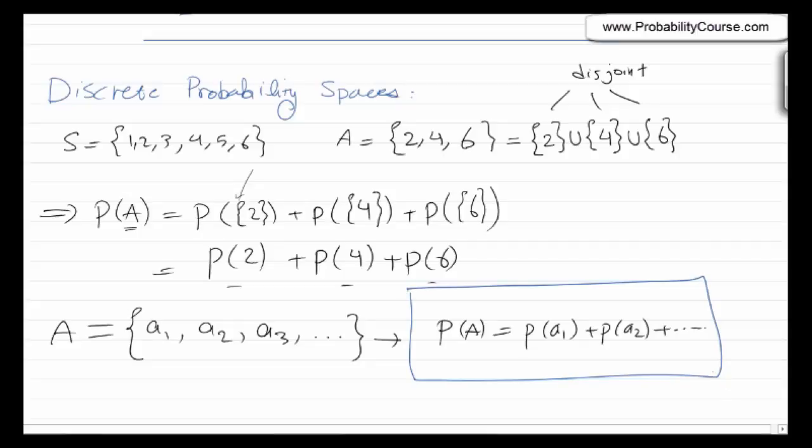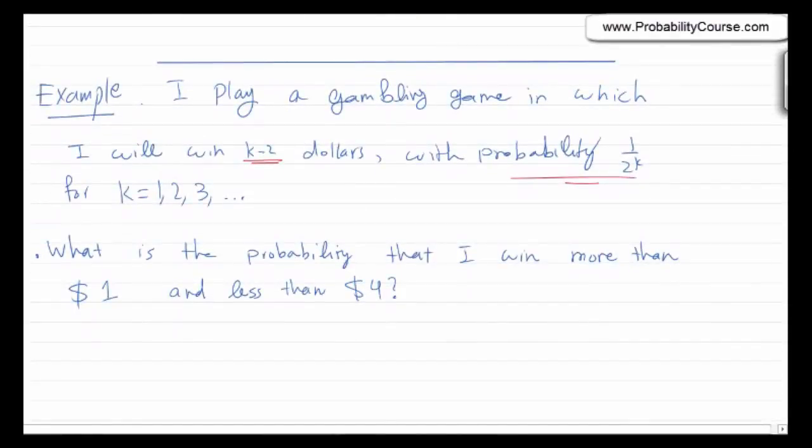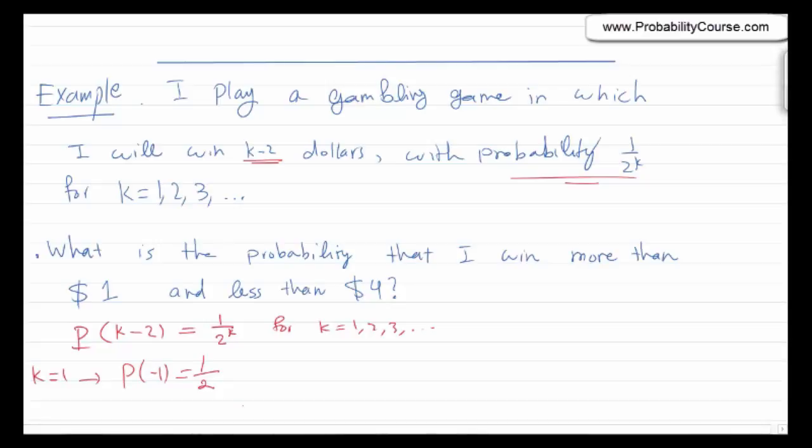Okay, so let's look at an example. In this example, I play a gambling game in which I will win k minus $2 with probability 1 over 2 to the k for k equals 1, 2, 3, and so on. So if I want to summarize the situation, the probability that I win k minus $2 is equal to 1 over 2 to the k for k equals 1, 2, 3, and so on. So let's say if k equals 1, then the probability of minus 1 becomes 1 over 2, which is the probability that I win minus $1. Basically, it's the probability that I lose $1.